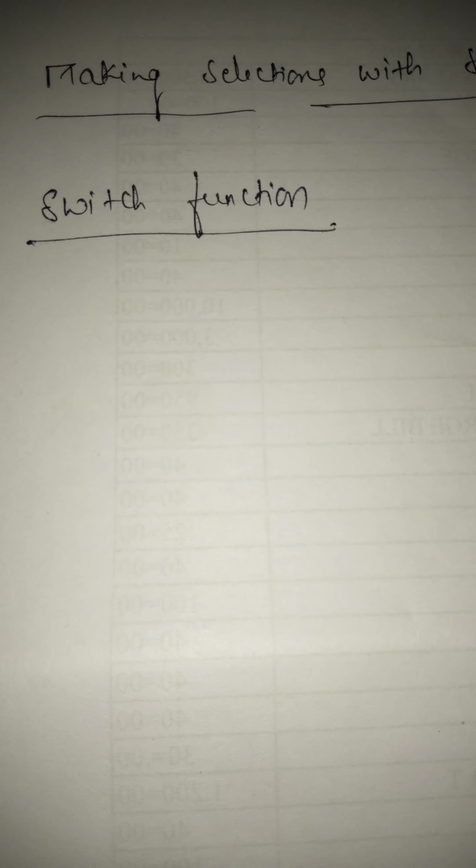For example, we will have n number of expressions in the switch, that is expression 1, expression 2, expression 3 up to expression n. If expression 1 is true, it returns value 1. If expression 1 is false, it will go to expression 2. If expression 2 is true, it will return value 2, like that. And the general syntax of the switch statement is: first you have to write the keyword Switch.